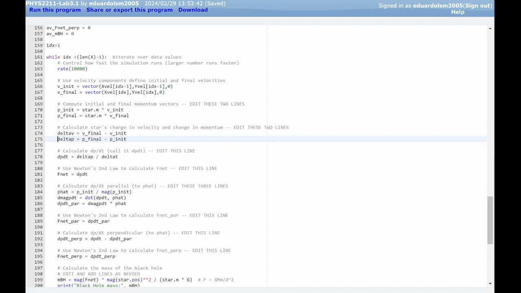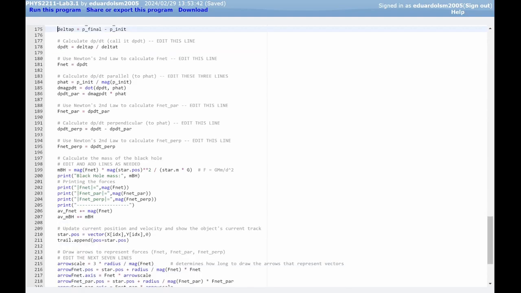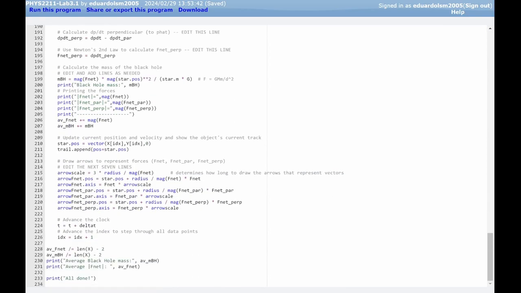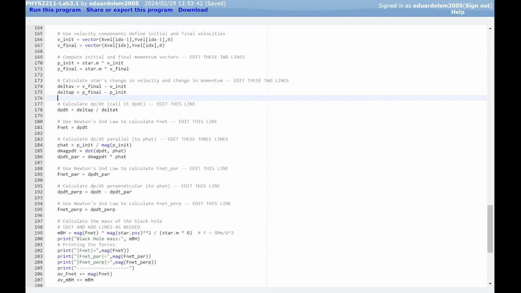With that, I can find the perpendicular and parallel components of the net force, draw the respective arrows, and using the formula for the gravitational force, I can estimate the mass of the black hole at each timestamp, and by the end, simply get the average. But what does that actually mean? The net force is exactly the same thing as the rate of change of momentum. So if I have one, I have the other, and that's why I can make this kind of approximation.